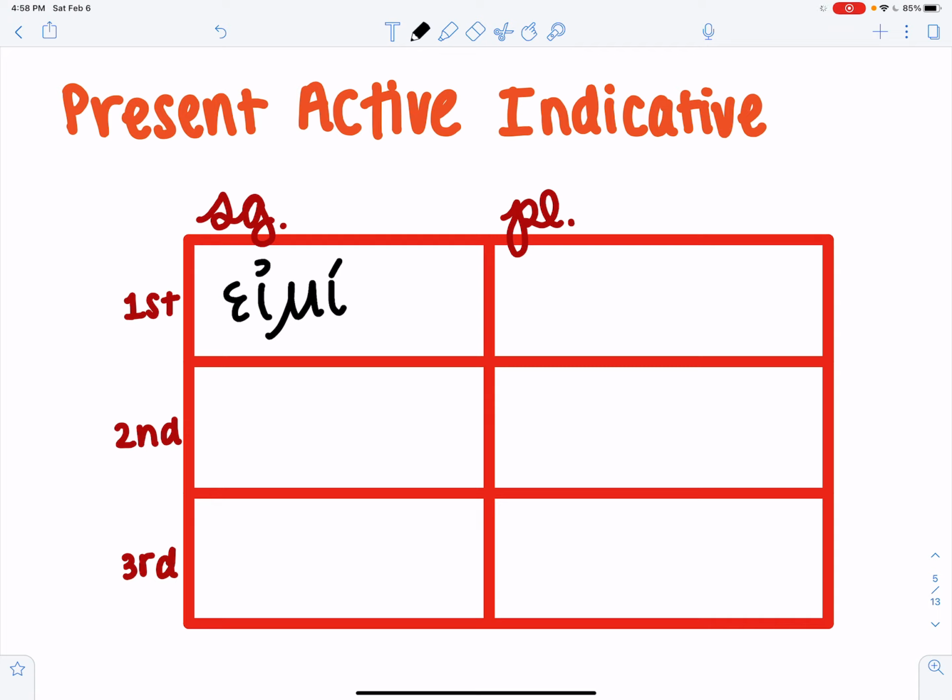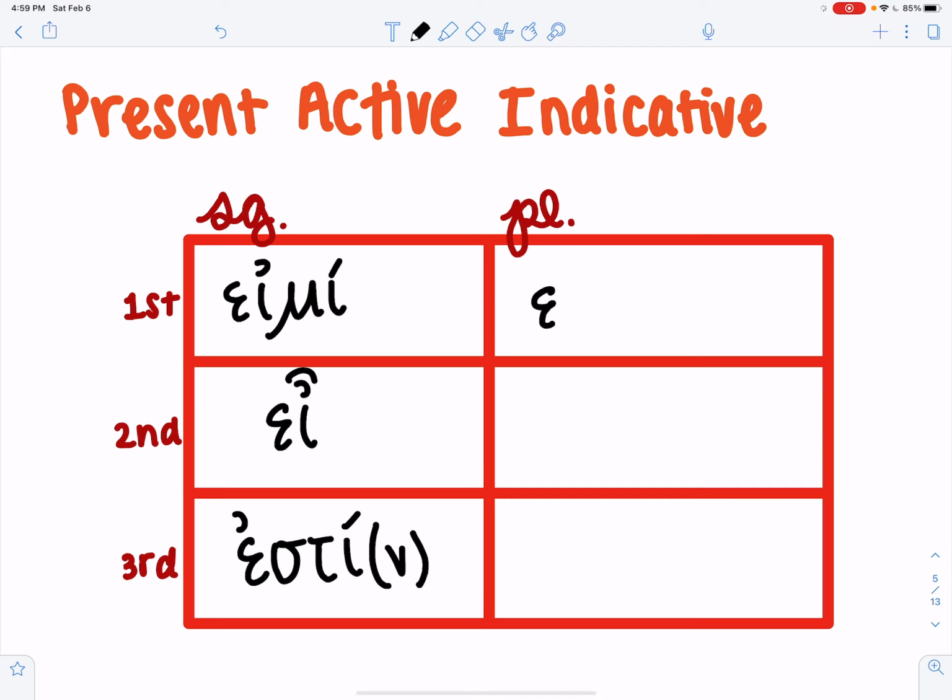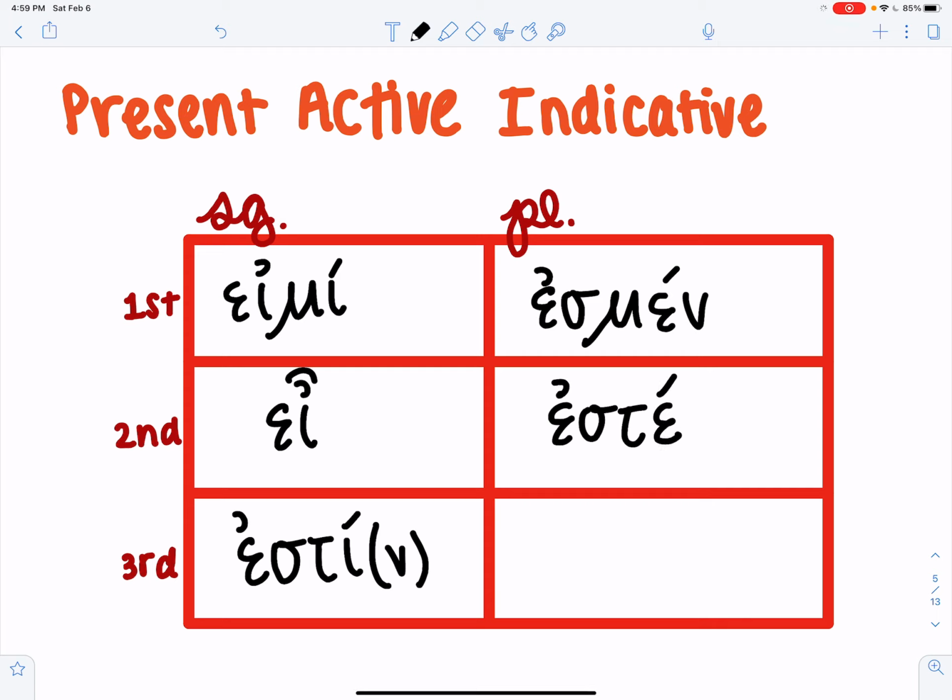Second person singular, a. Third person singular, esti. Or estin. And then acute right there. First person plural, esmen. Second person plural, este. And third person plural, ac. Or acine. And remember, these nus are going to be added when the next word begins with a vowel.